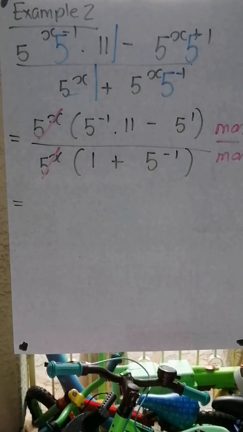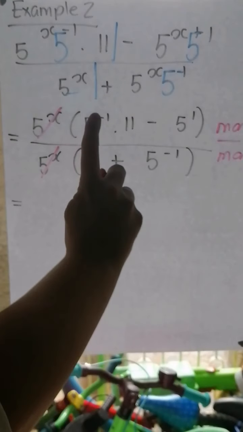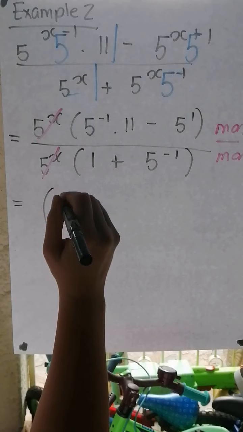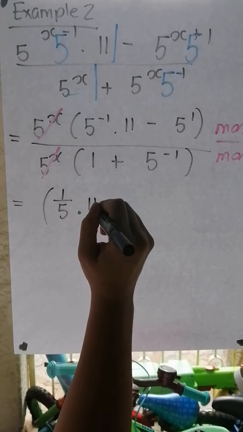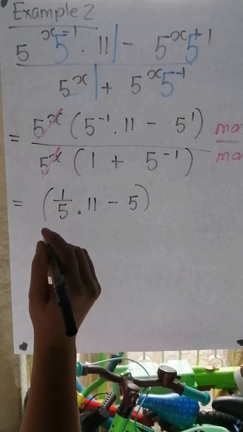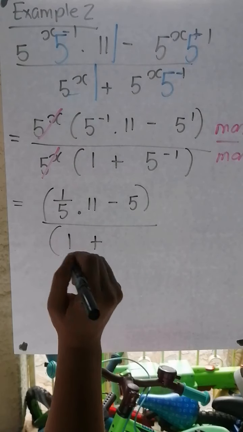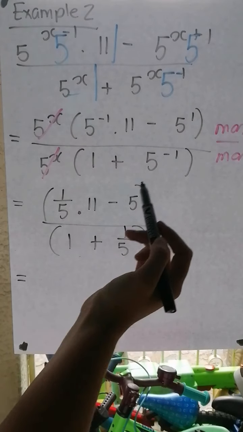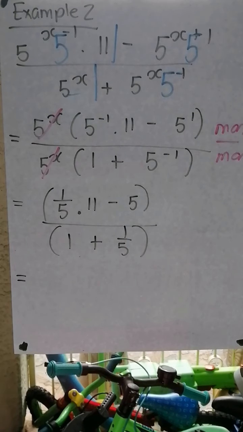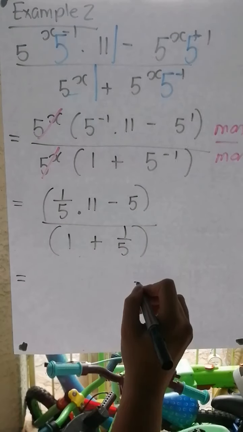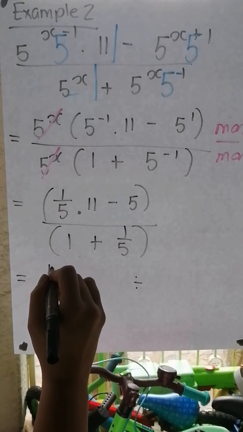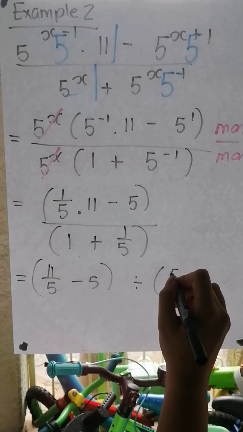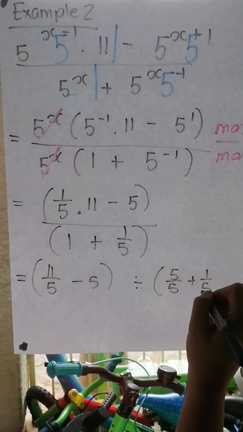That and that can cancel. Okay. What does this look like? 5 to the power of negative 1 times 11. I'm going to write out all the steps so you can see. This becomes 1 over 5 times 11 minus 5, all over 1 plus 1 over 5. Okay, change that to a positive power, change that to a positive power. So I'm left with, and I'm going to write it out linearly, so there's my division sign. So on this side, I've got 11 over 5 minus 5 divided by 5 over 5 plus 1 over 5.